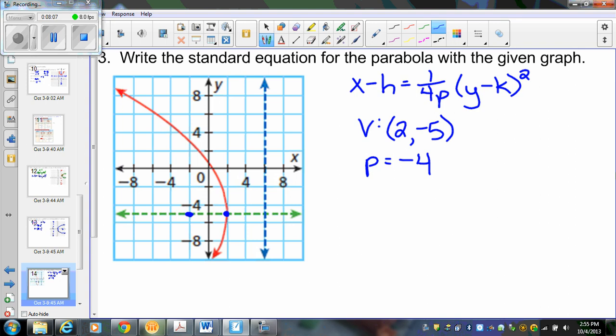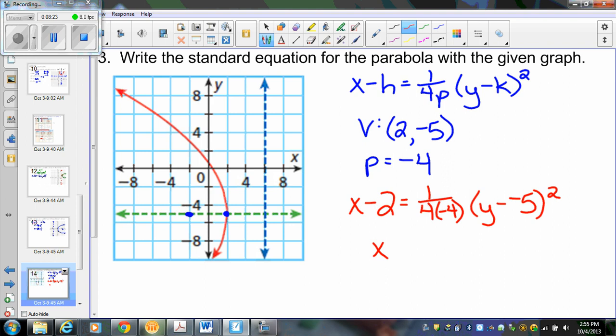The hard part's done. Now it's filling in your numeric values. So h is 2, p is negative 4, and k is negative 5. So cleaning that up a little bit, we get x minus 2 equals 1 over negative 16 times (y plus 5) quantity squared.